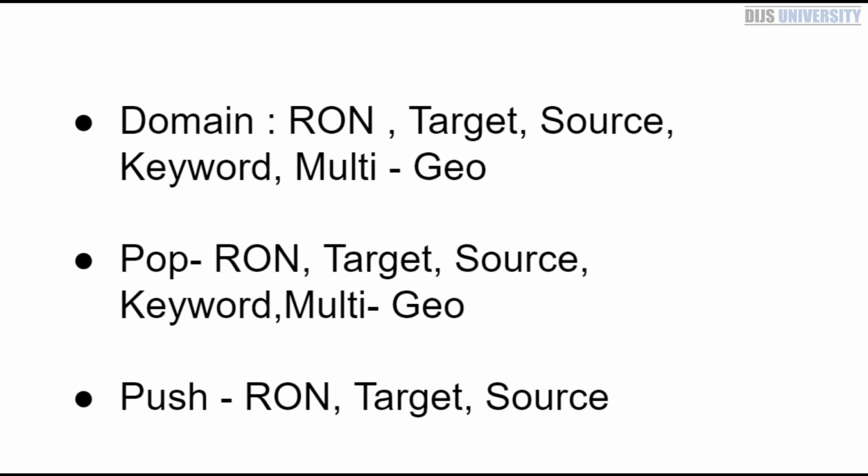So for domain and pop, it's free reign. You can do run of network, you can do target, you can do source, you can do keyword, and you can do multi-geo campaigns. So that's going to be interesting whenever you're trying to decide whether or not you want to go for volume or whether or not you want to go for a particular targeting traffic quality type, whenever you're trying to determine what kind of campaign you're going to run for your offer.